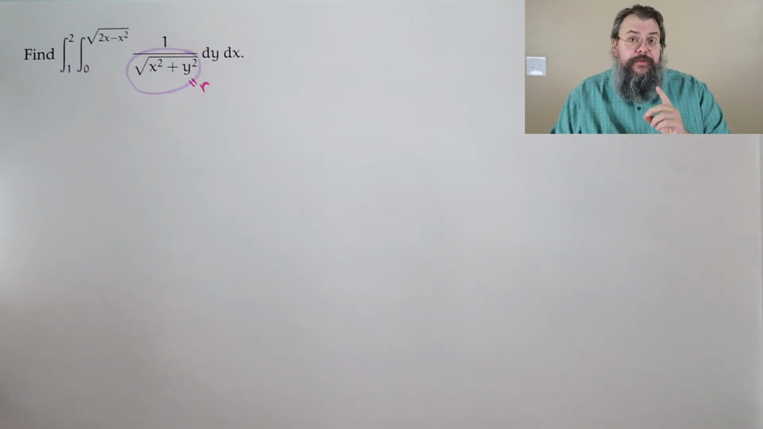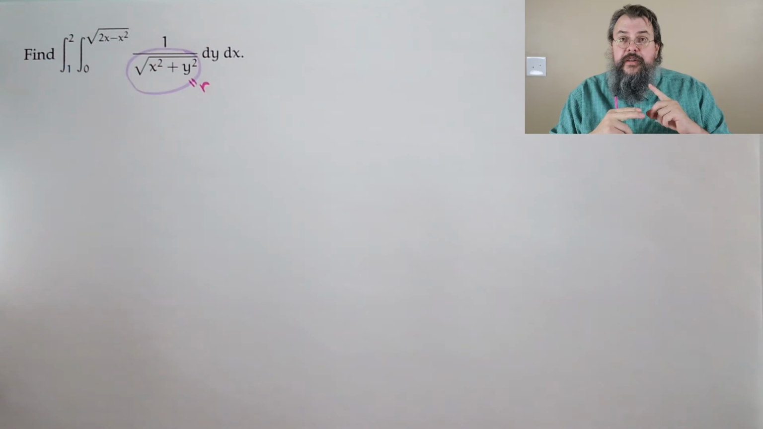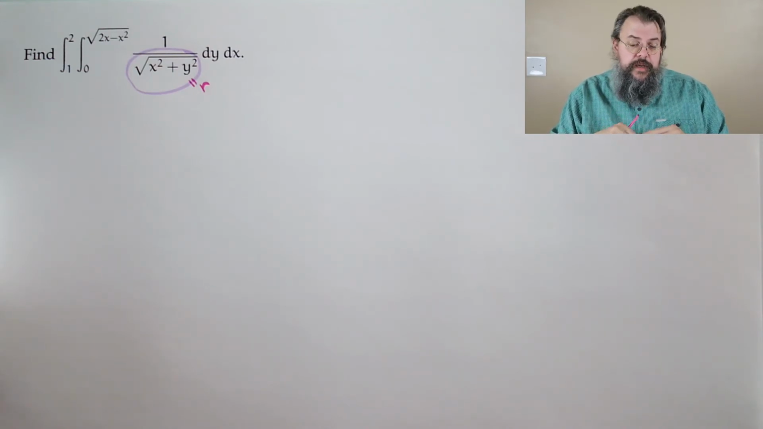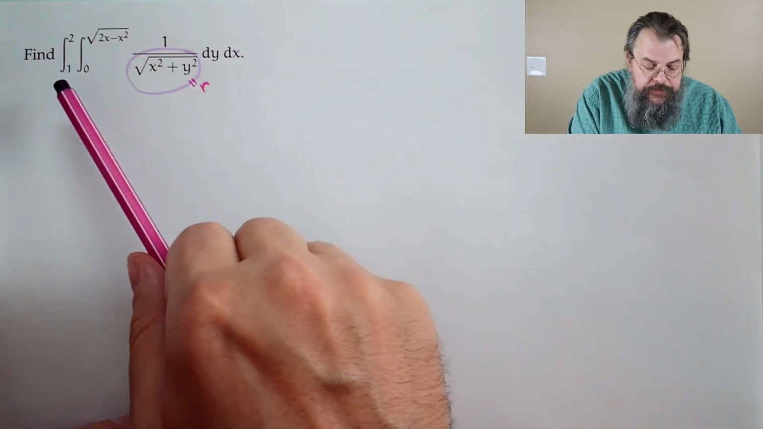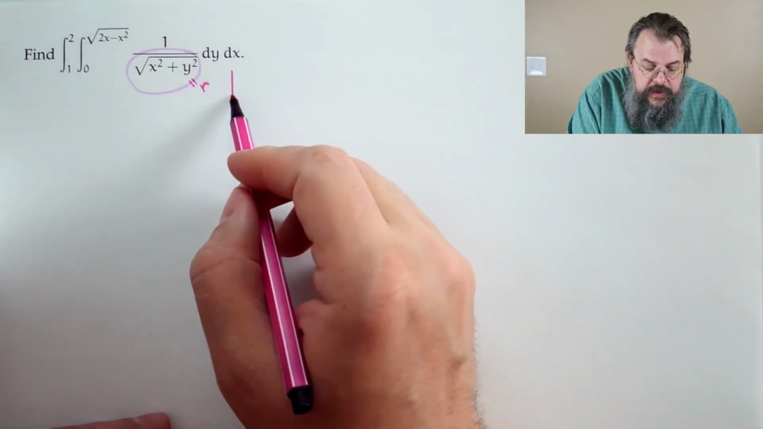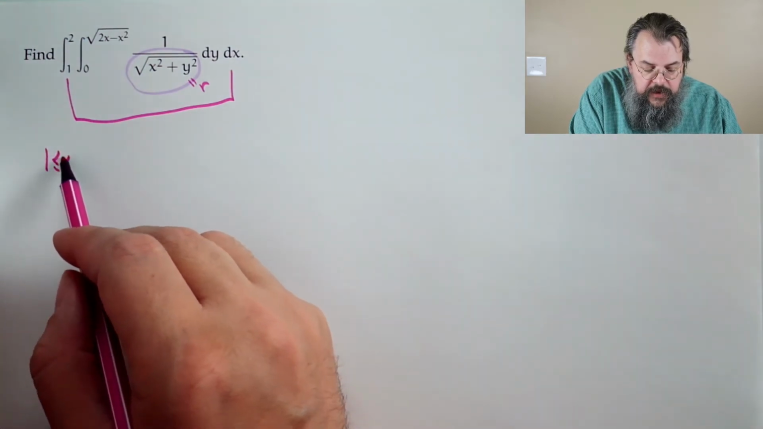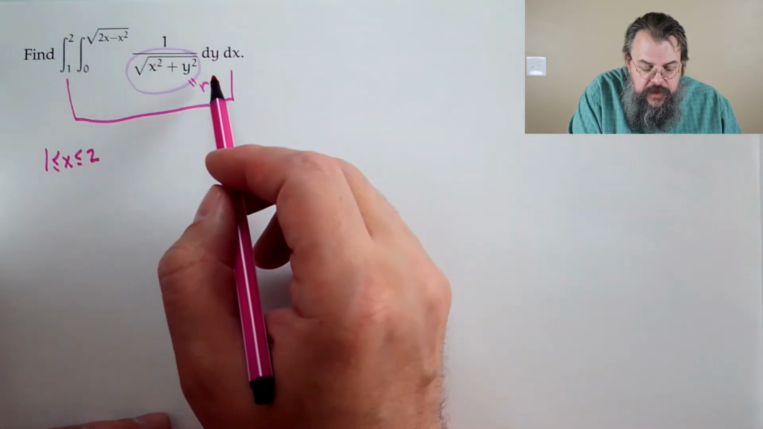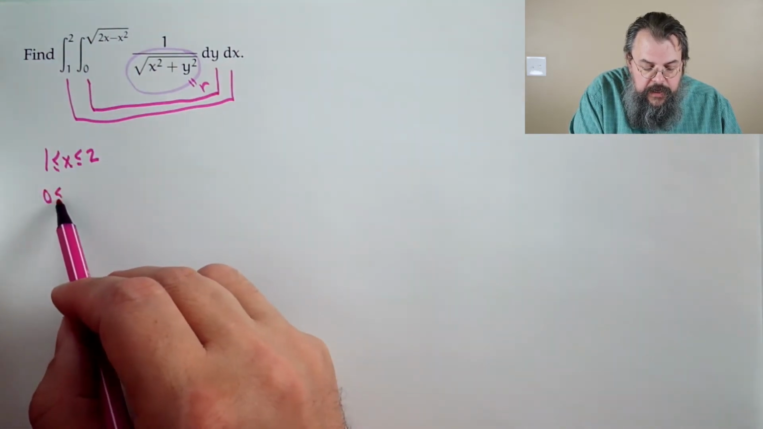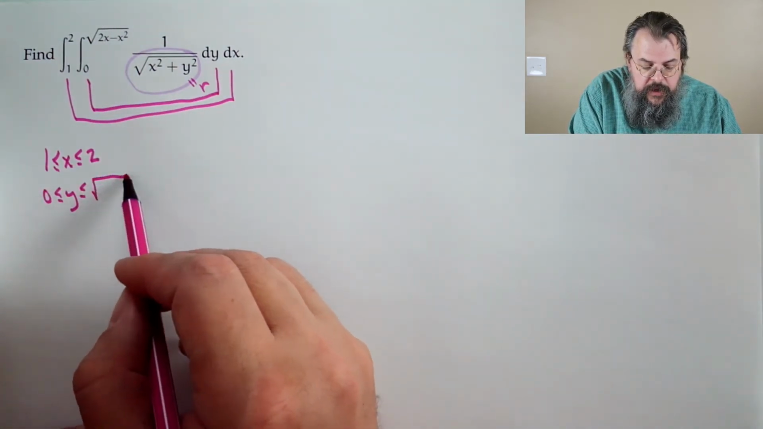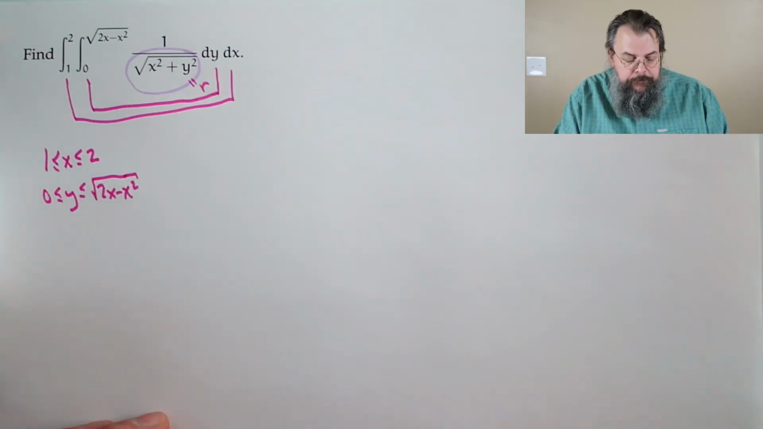There should be something else, which is that the function simplifies in polar. Let's also look at our shape and see what that becomes. So what is our shape? Well, we read it off. Our outside layer, we are told x goes between 1 and 2. And then our inside layer is y goes from 0 to the square root of 2x minus x squared. Okay.